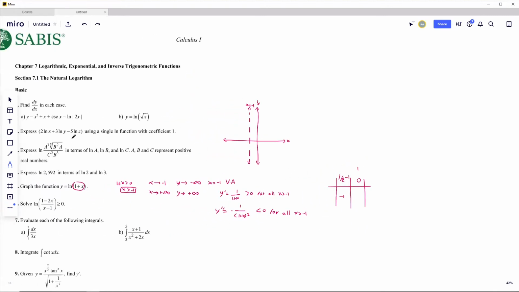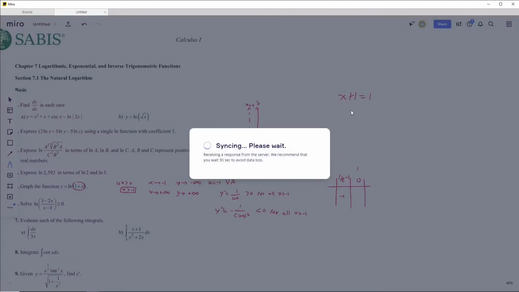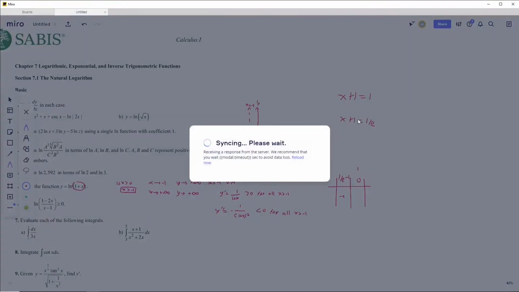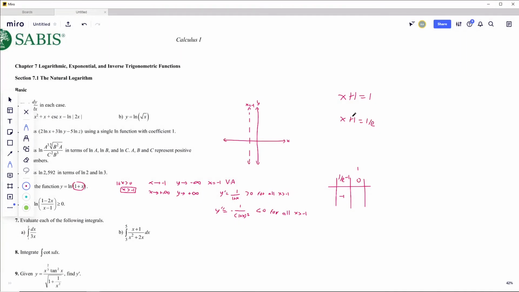it's not 1, it's going to be 1 plus 1. So if you want the inside, x plus 1, to be 1, x must be 0. As you can see, this is why I'm saying it's shifted. Try that with 1 over e. How can you get x plus 1 to be 1 over e? You have to subtract the 1, so it's going to be -1. X equals 1 over e minus 1.